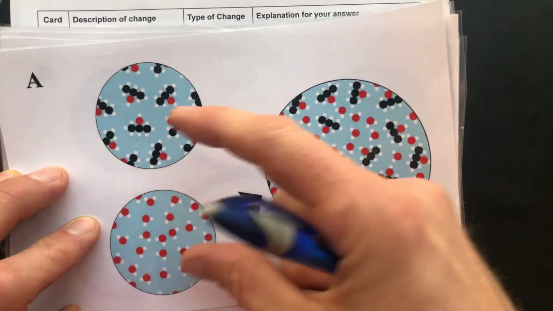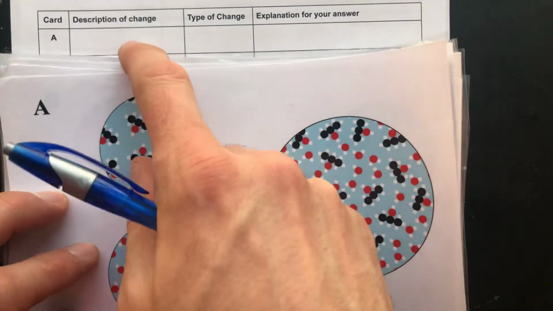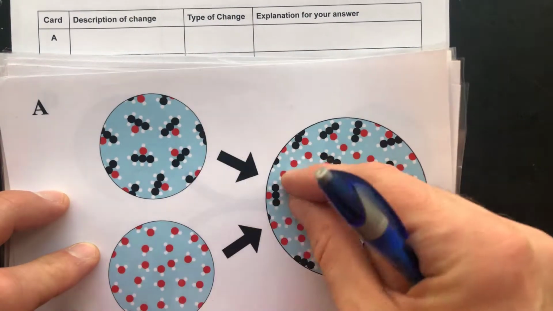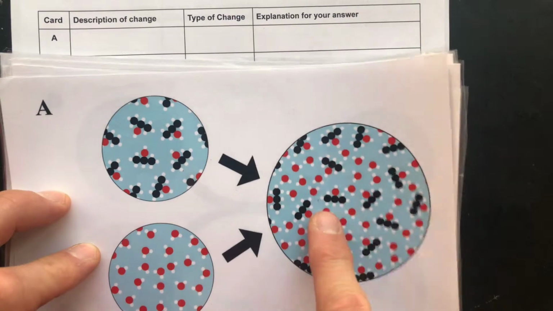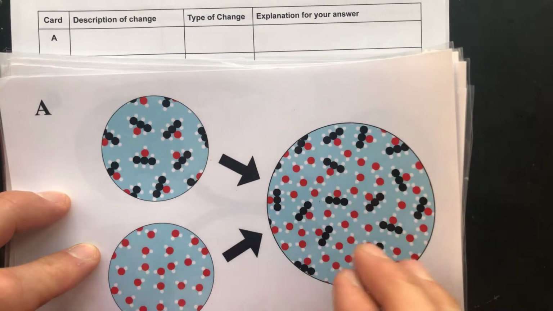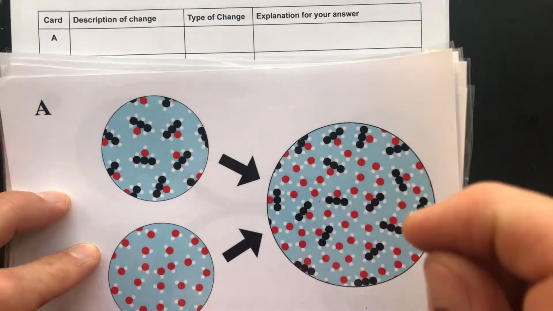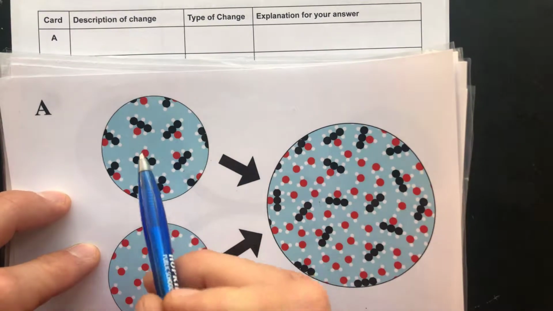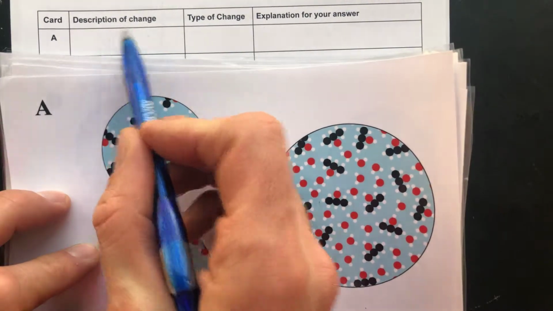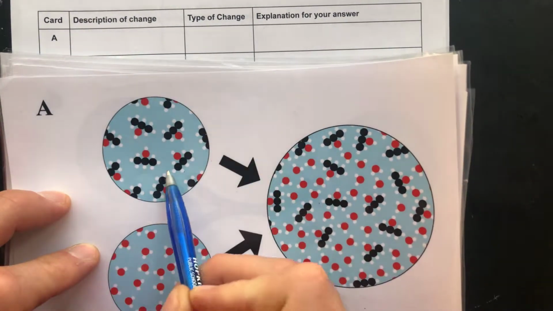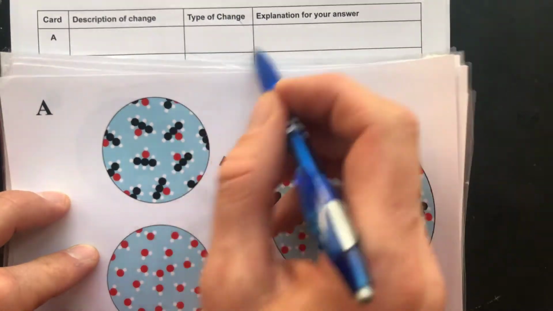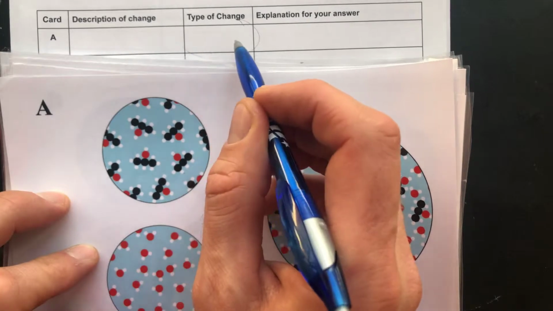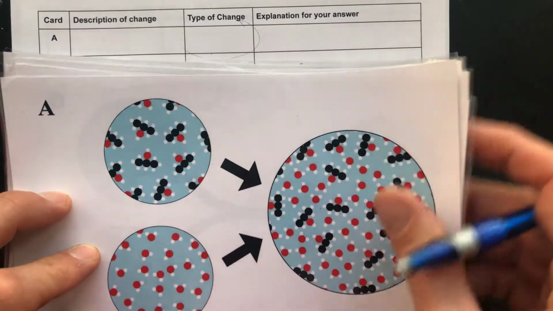I'm seeing that these come together, so I might say in my description of change, 2 liquids combine to form, and then what is this? Solid, liquid, or gas? That's also a liquid, right? See the spacing of the molecules? There's not like a set grid. They're also not crazy far apart. So my description here might be 2 liquids combine to form a liquid. And then you'll decide with your group what type of change that is. Is it physical, chemical? And then explain why you think so.